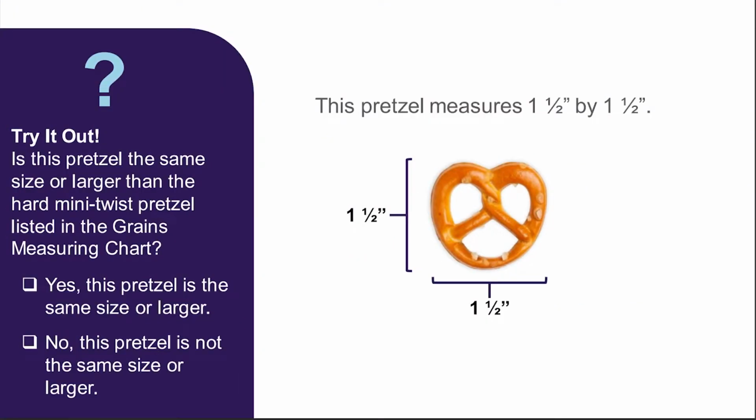Now that we have measured the pretzel, let's try another practice question. Take a look at the grains measuring chart in your worksheet. Is this 1.5 inch by 1.5 inch pretzel the same size or larger than the hard mini twist pretzel listed in the grains measuring chart? Raise your hand if you think yes. This pretzel is the same size or larger than the pretzel listed in the grains measuring chart.